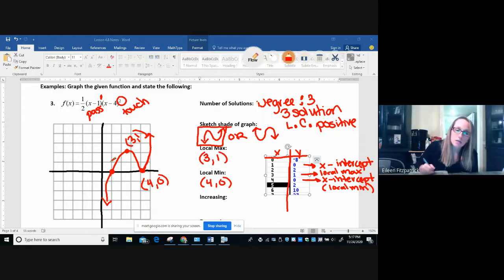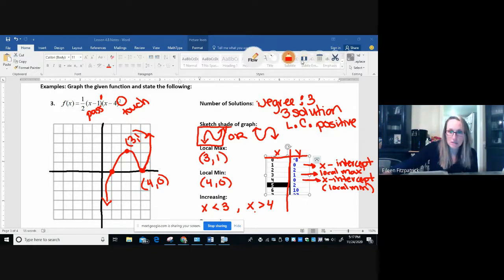Now you're increasing and then decreasing and then increasing. Now we've talked about increasing and decreasing before, but we're going to visit again. So we're increasing to the left of this point. So we're increasing when our x values are less than 3. And then we start increasing again to the right of 4. So we're increasing again when our x values are greater than 4. All right. And then we're decreasing.